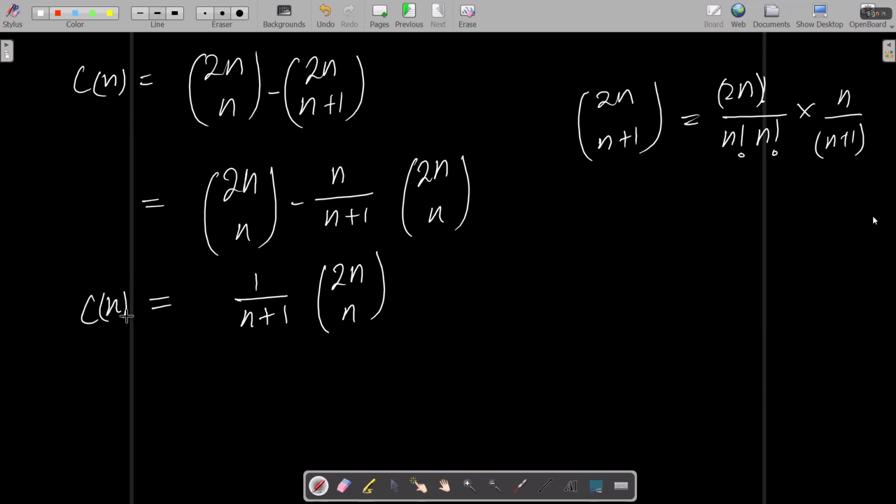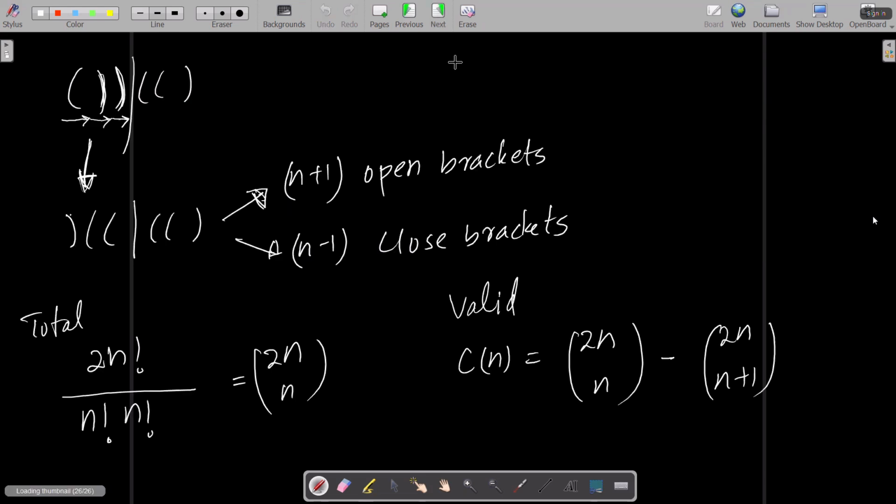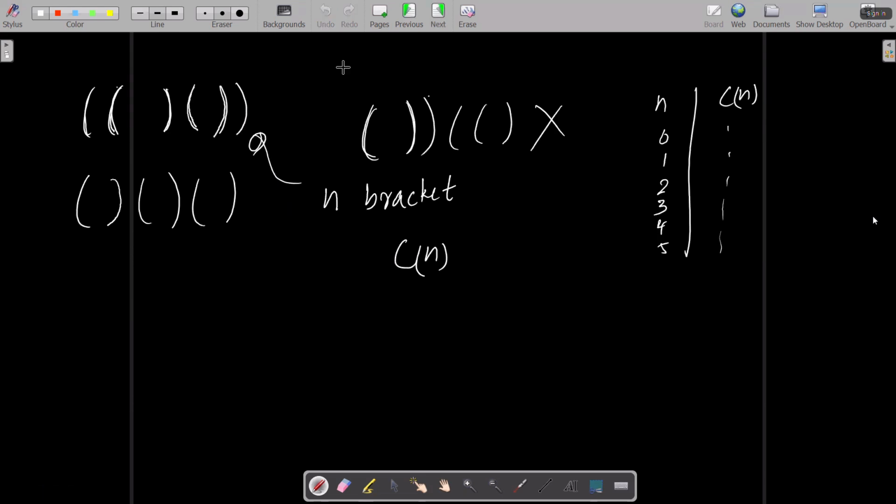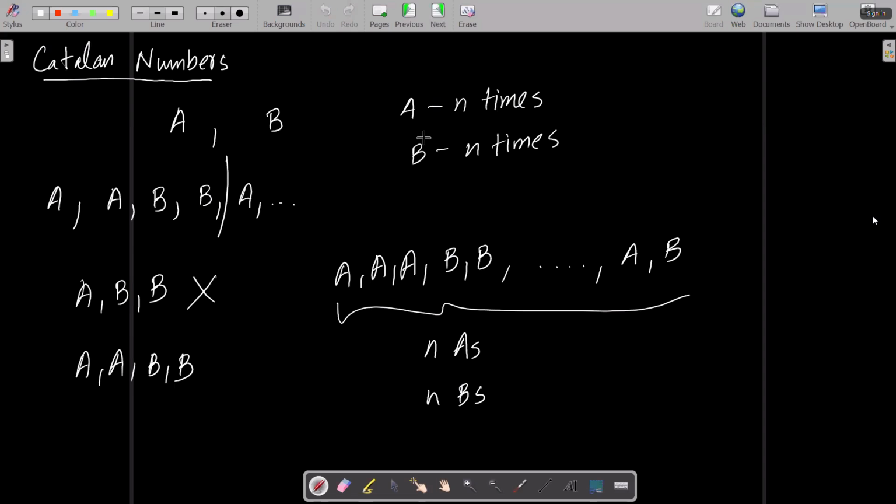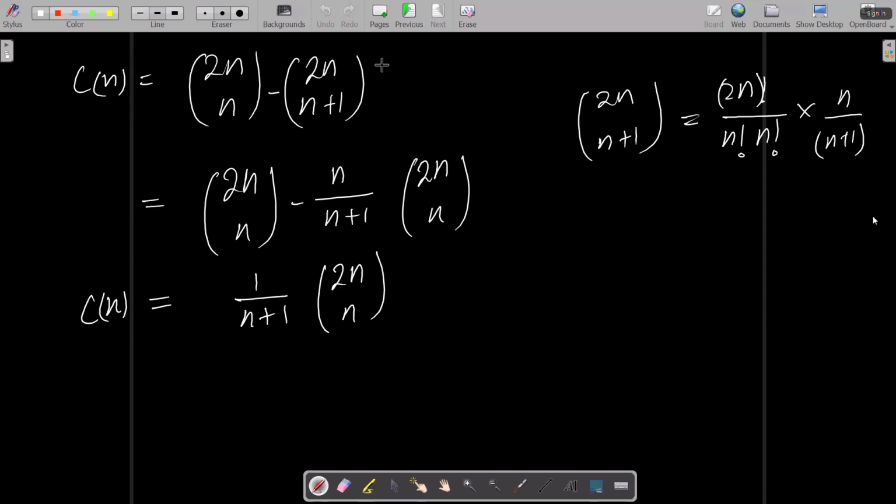So if you have a problem where you have two operations and you should do both operations the same number of times, and this condition is there: you can't do the second operation k times before you have done the first operation at least k times. If you have something like that, you can use this.